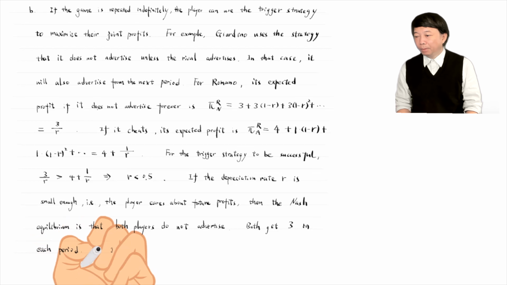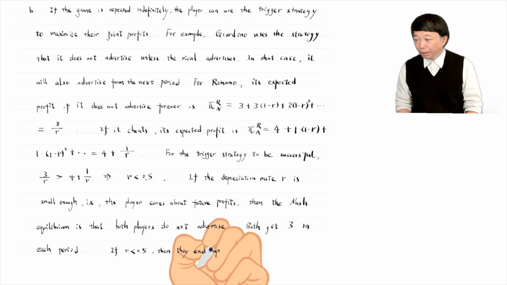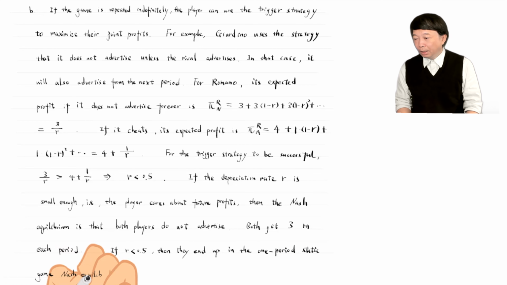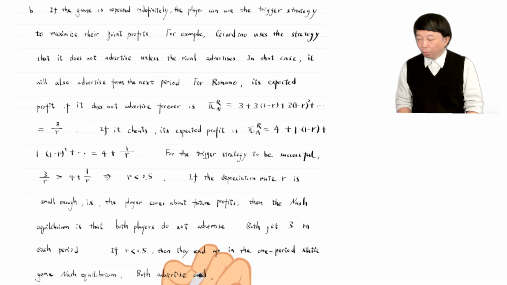Another possible outcome happens when the depreciation rate is higher than 0.5. The players end up in the single period static game Nash equilibrium. Both advertise and get 1 in each period.